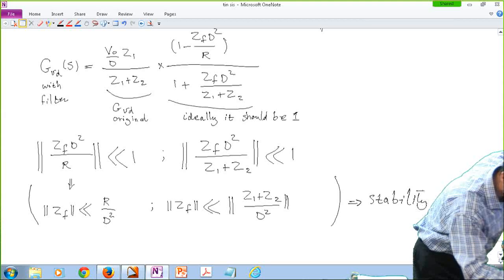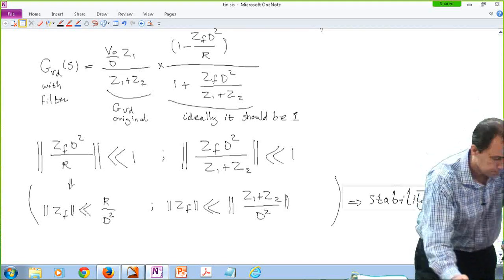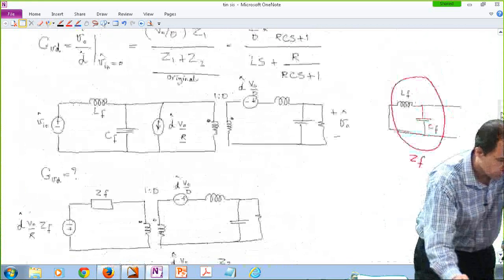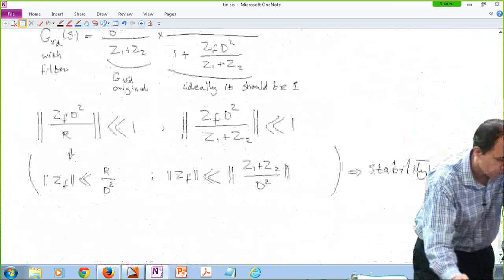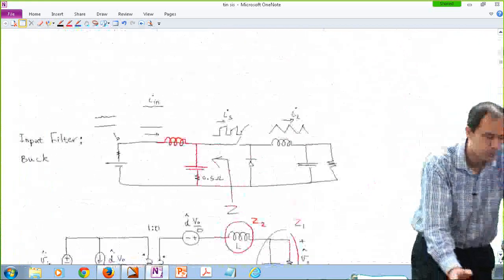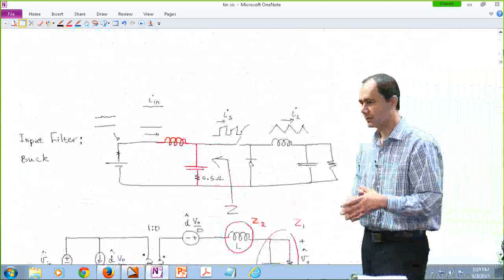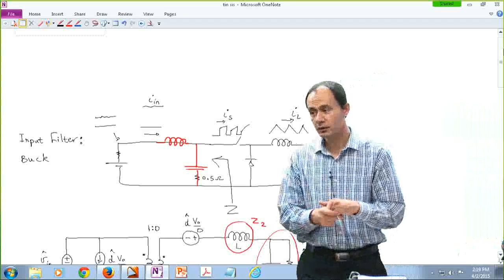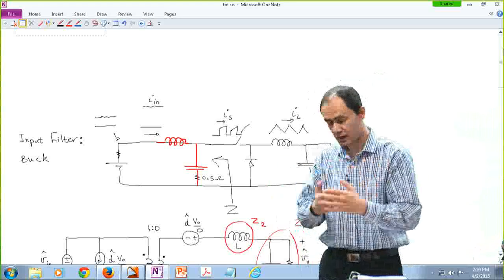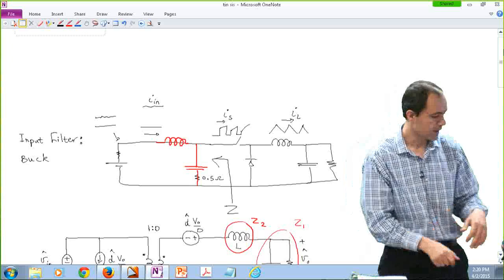Okay. Now, the question is, once we satisfy these two equations, is our input current very well regulated? The answer is no, or maybe yes. It depends on how you have picked your numbers.